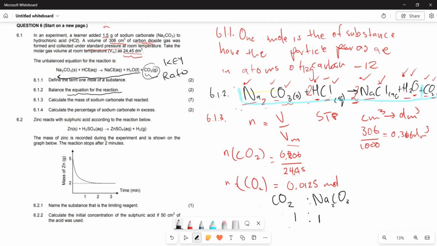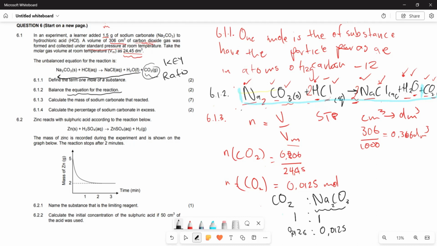So since you had these as 0,0125, this is going to be the same mole, which is also going to be 0,0125, which means even the moles of your sodium carbonate is going to be 0,0125. And now, as soon as you have understood this concept of a mole, you can come back and say, look, you were given the mole of your sodium carbonate. So now you can come back and say, how can I then calculate my mass?